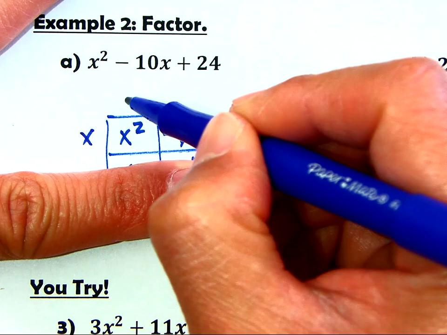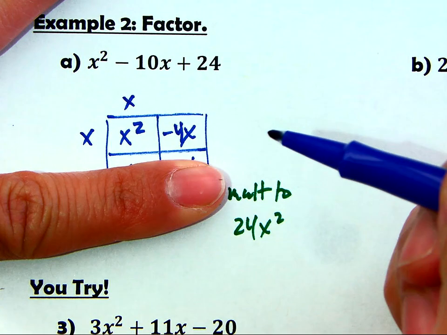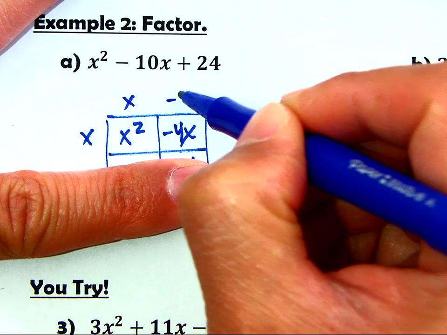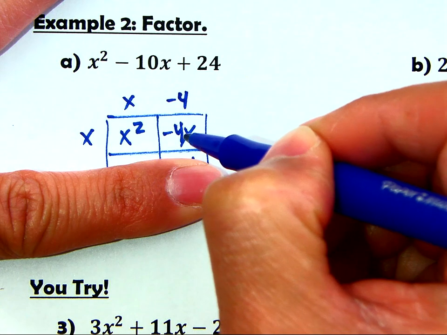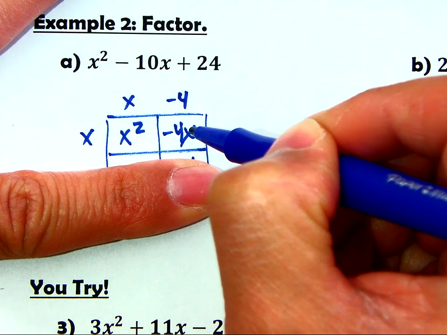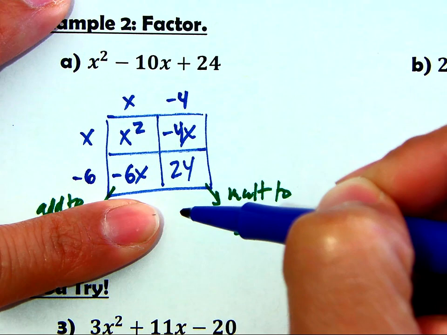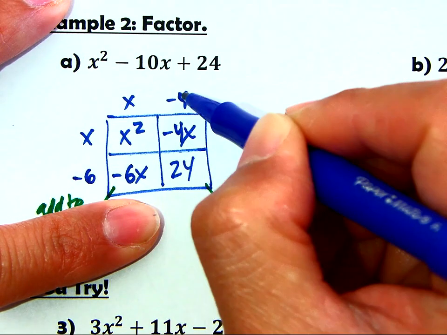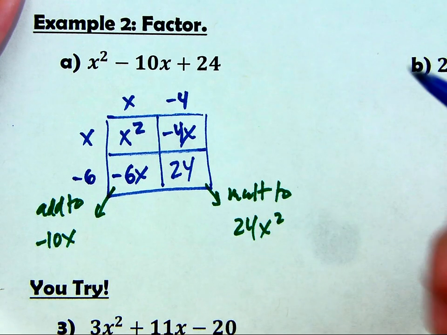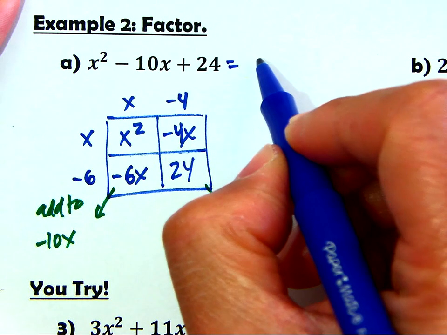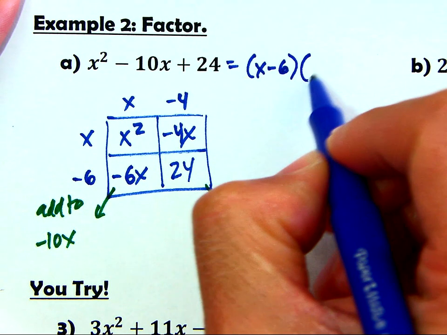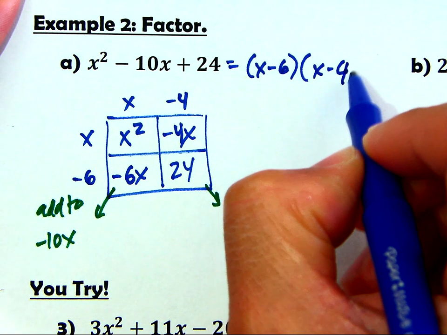All right, so then our first row, what they have in common is an x. And so this factor would need to be an x to make the product x squared. This factor would have to be negative 4 to make the product negative 4x. Let's see, x times negative 6 is how we get that product, and negative 6 times negative 4 is positive 24. All right, so we've done it. x minus 6 and x minus 4.